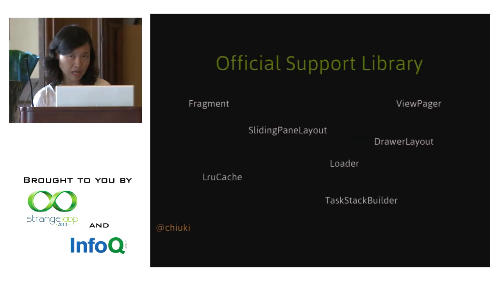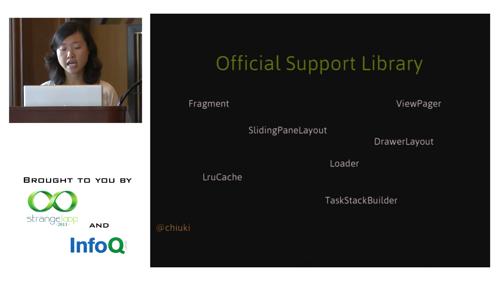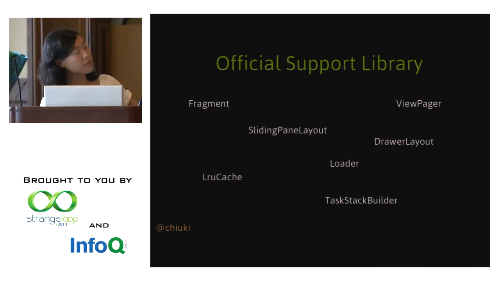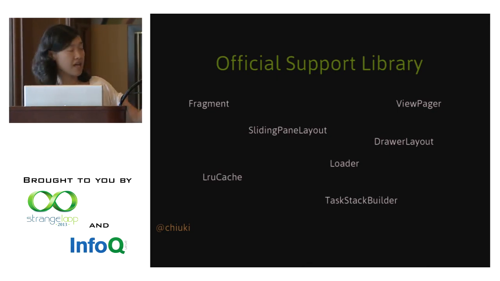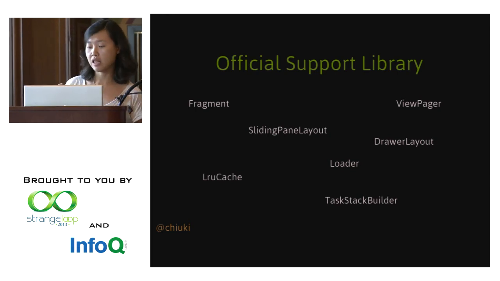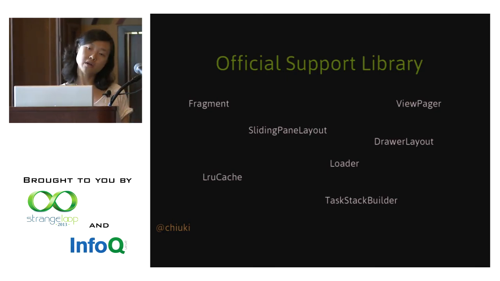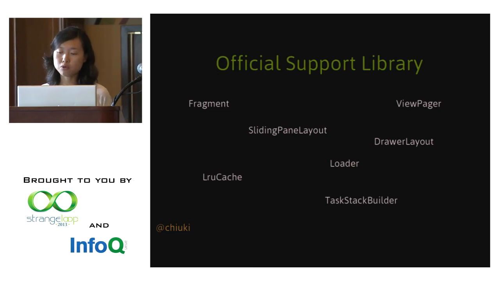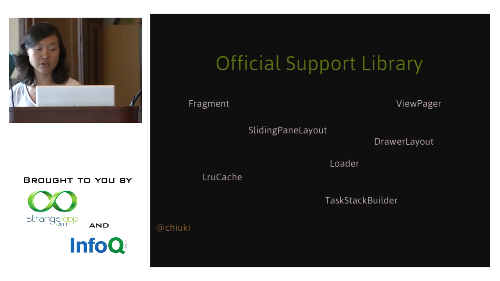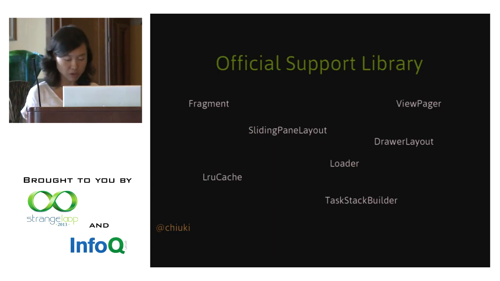There's the official support library, which has a lot of different things in it. Some of them are not really UI elements, like an LRU cache. Some of it, like the drawer layout, is the thing that you can slide out from the side. So the idea is that even though you are running older devices, if you just package whatever new functionality you need, then your app knows how to do it.